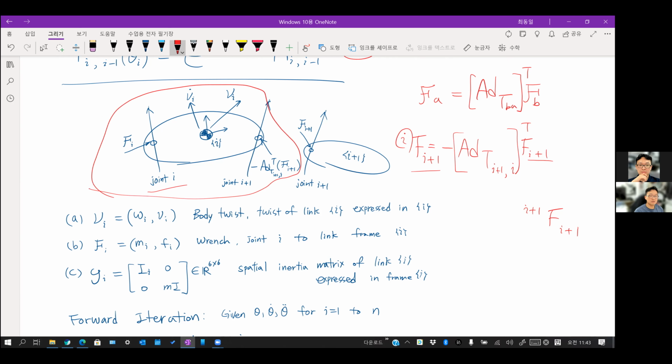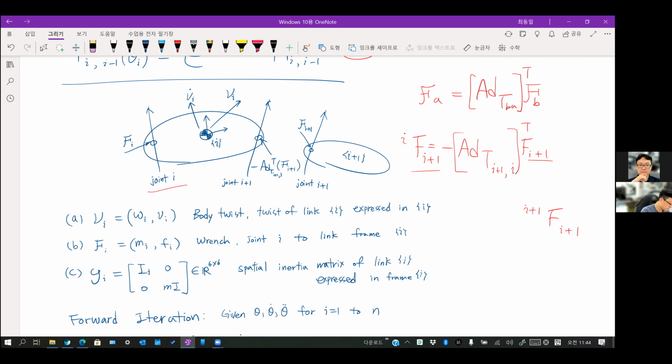So when we calculate some vector equation, we have to use one base reference. So this value is having reference on the I plus one. So we change the reference to I, like this.